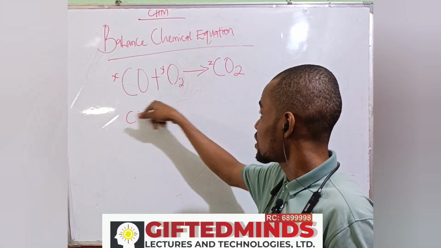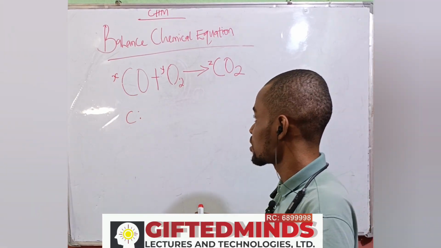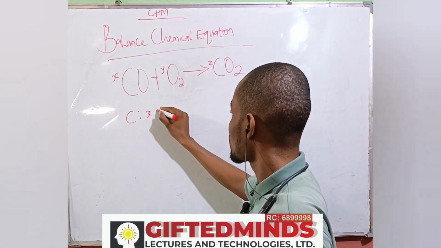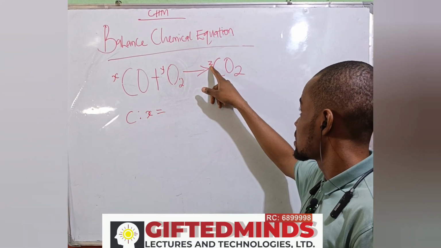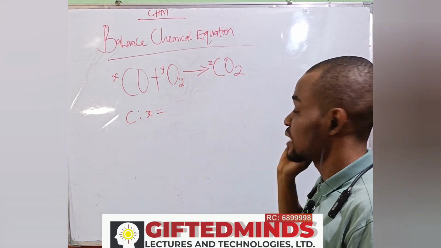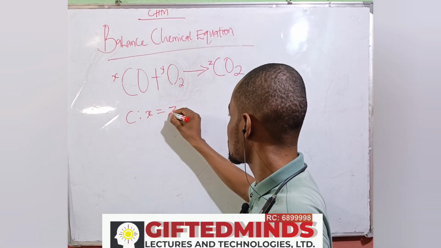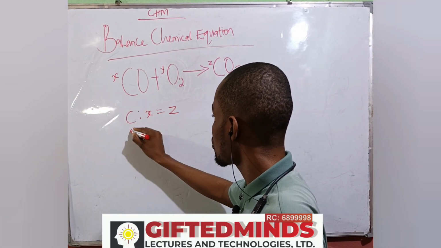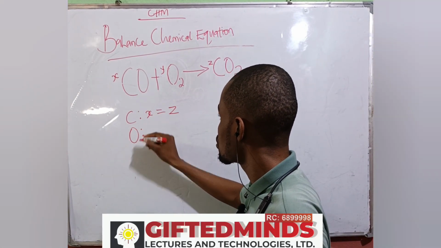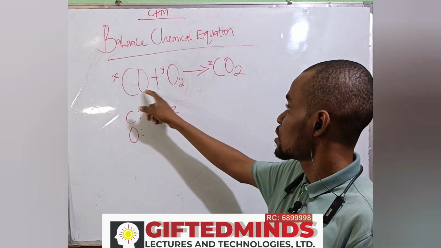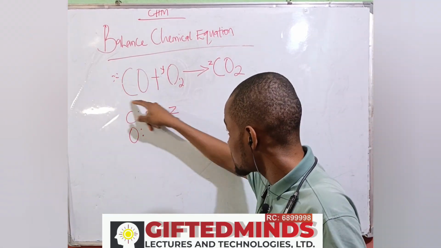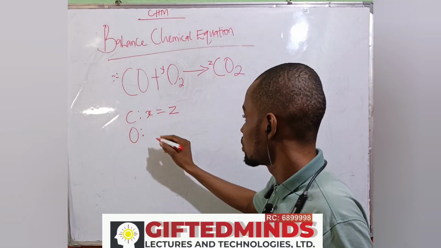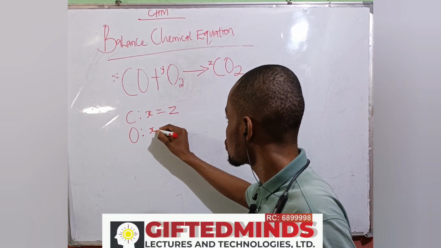So how many carbon are there on this reactant side? One. So I have X. Then on the other side, the unknown attached to carbon here is Z. How many carbon are there here? Also one. So I have Z. Then I also have oxygen. The unknown attached to oxygen is X. How many oxygen are there in this particular place? One. So I have X also.